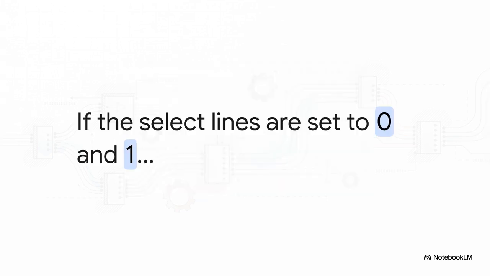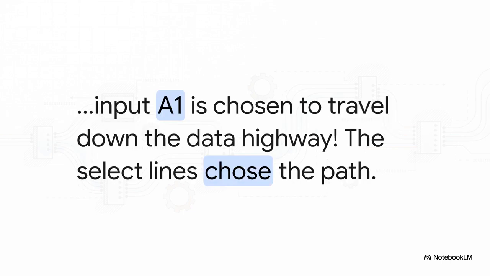Okay, so let's do a quick check to make sure you're with me. Looking back at that truth table we just saw, if the select lines are set to, let's say, 0 and 1, which input do you think gets picked? Yep, you got it. It's input A1.